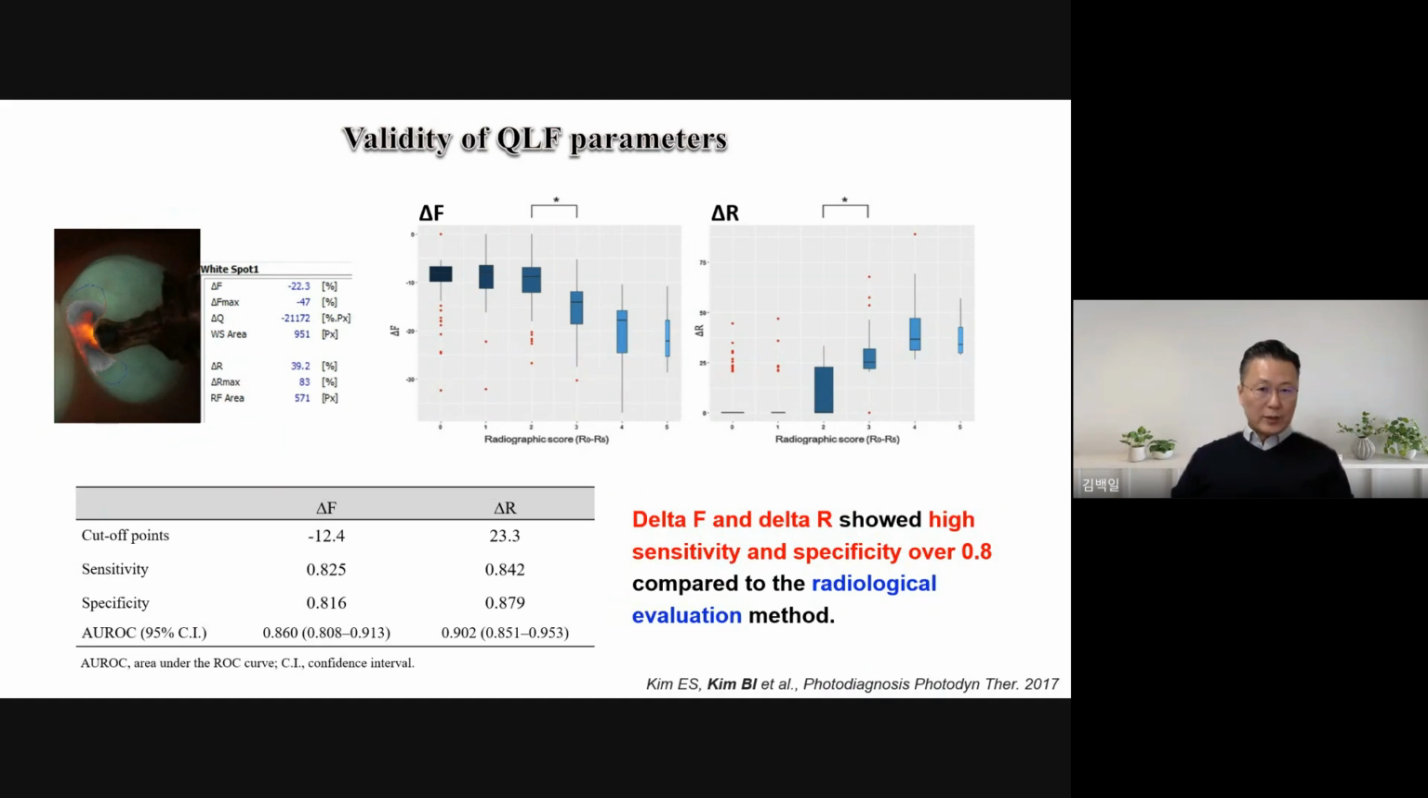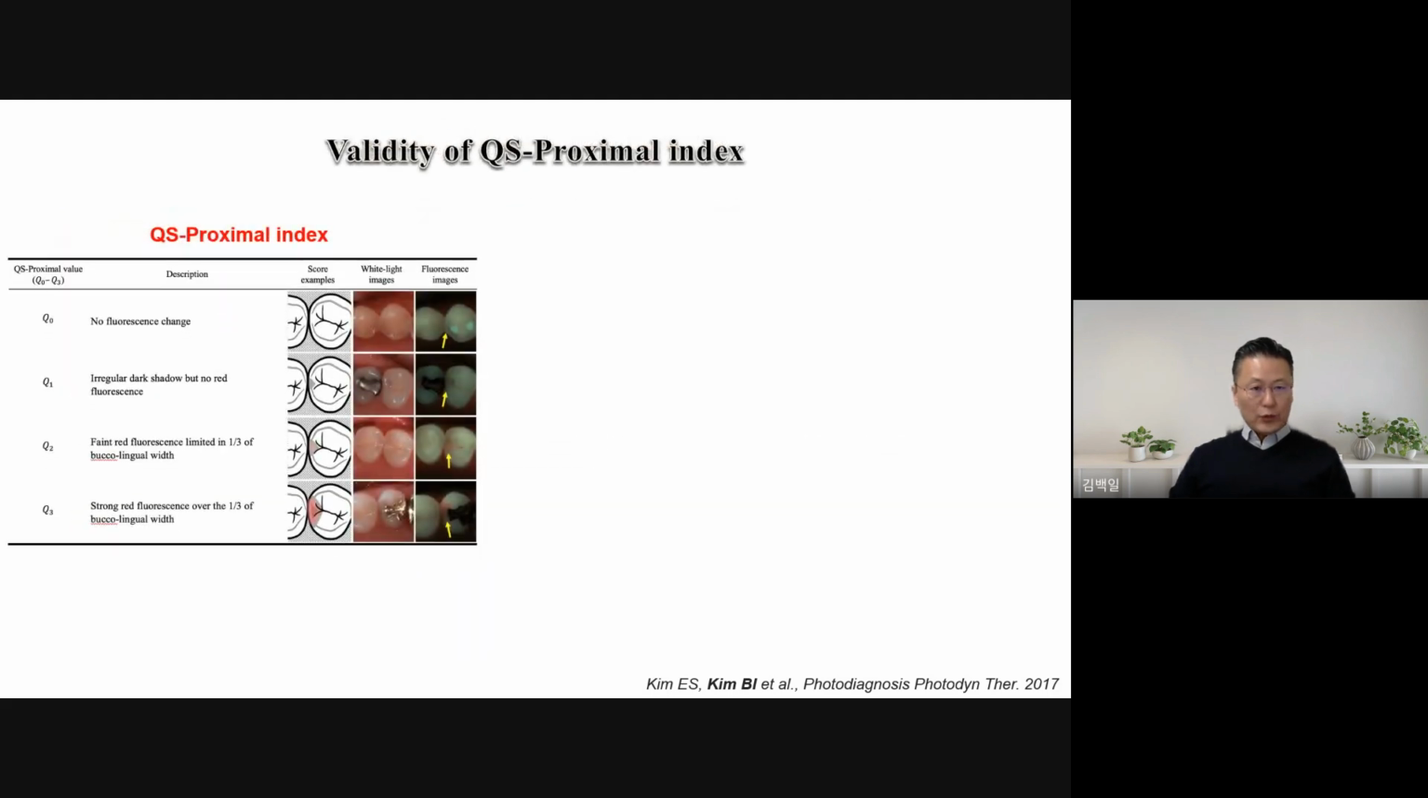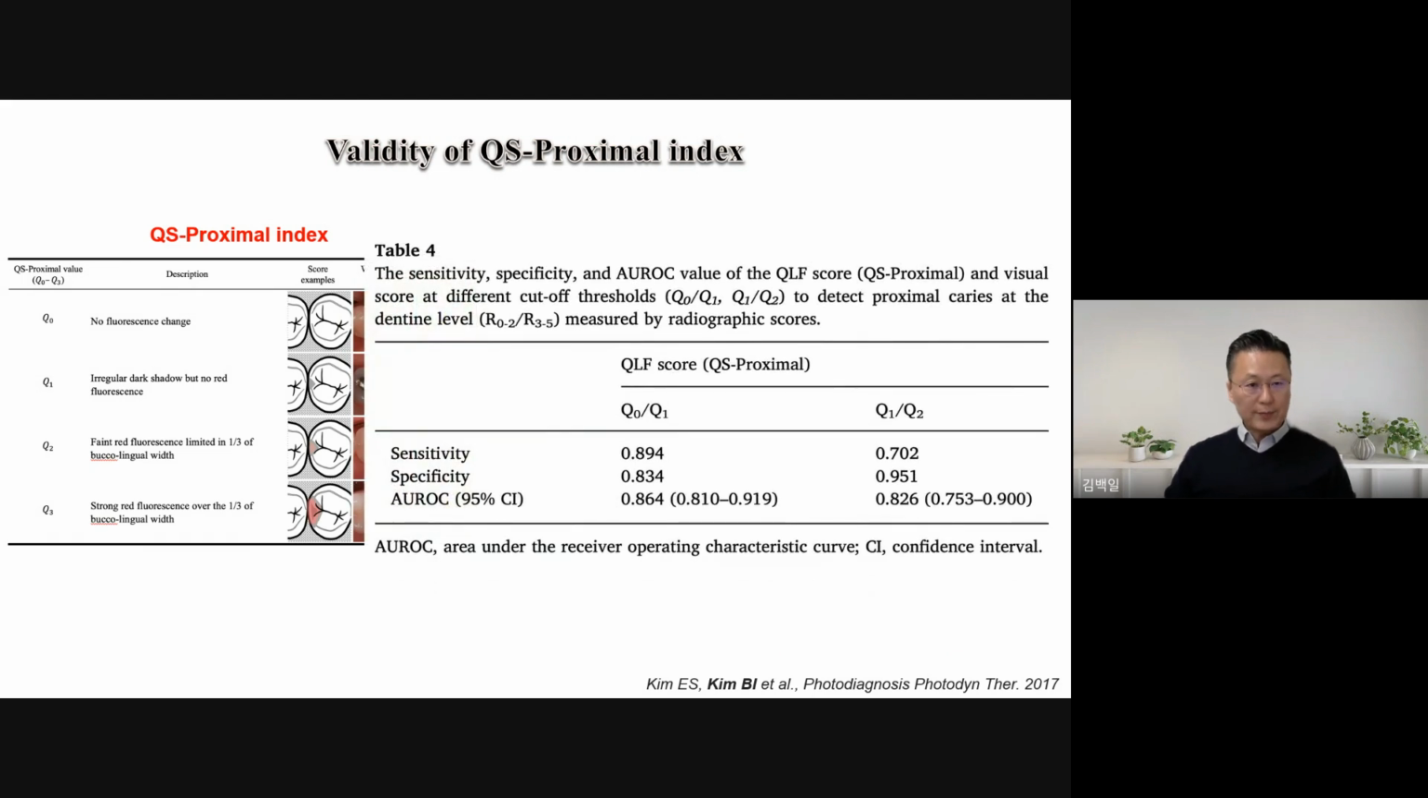First, we compared the research parameters such as delta F and delta R with the traditional radiographic assessment method. The result showed high validity, with both sensitivity and specificity exceeding 0.8. The QS proximal index developed for clinicians was compared with traditional visual inspection and radiographic examination, and showed high validity with both sensitivity and specificity exceeding 0.8. This is our first paper.